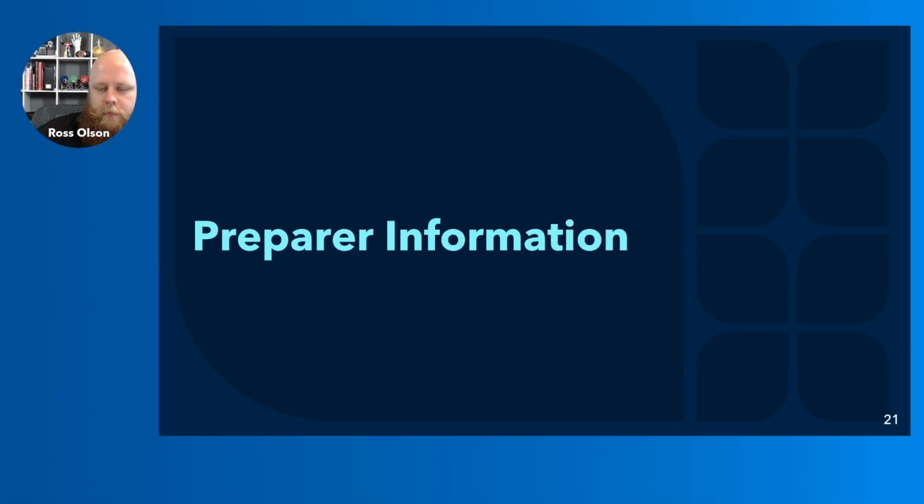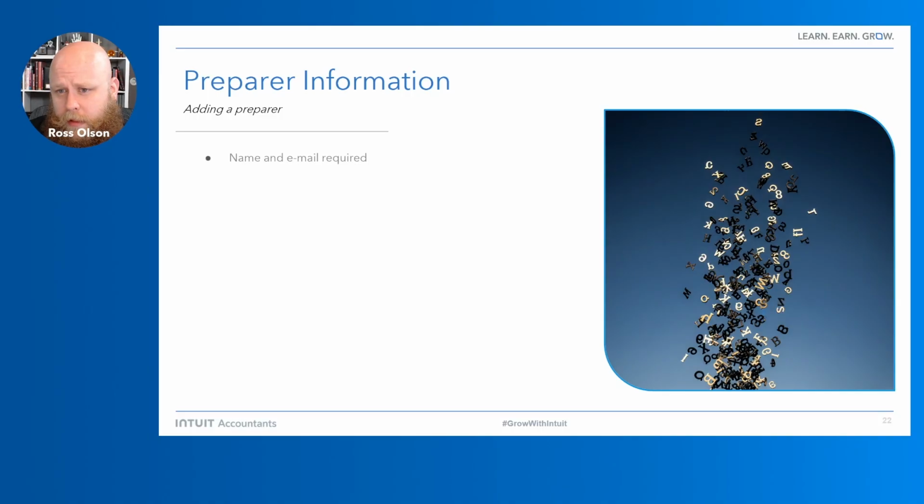Okay, moving on now to preparer information. Just as we had firm identifiers, these are going to be pieces that pertain more to the individuals, those users inside the software. So when you're adding a preparer, these are separate from users. A preparer, that's the person whose name is going to appear on the return. You can have more than one preparer inside of ProConnect Tax. You may only have one, that's fine.